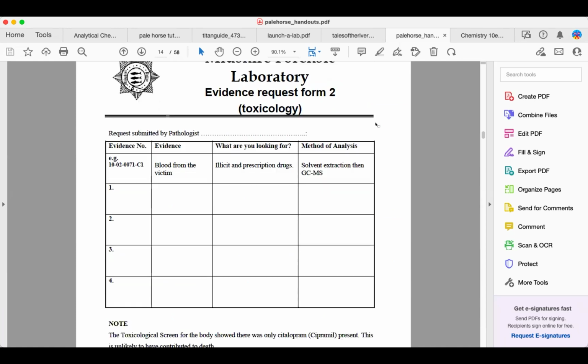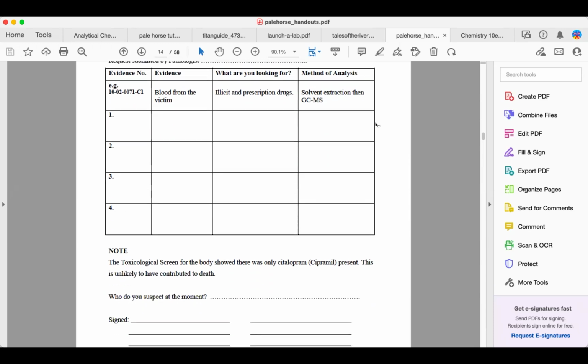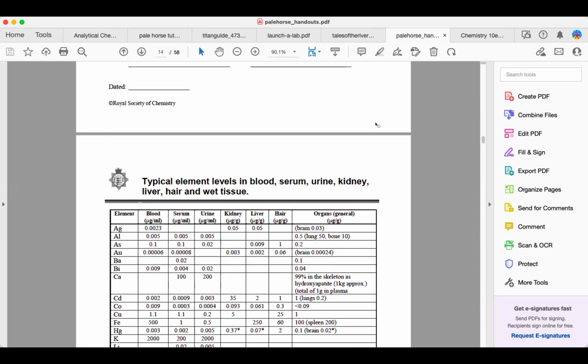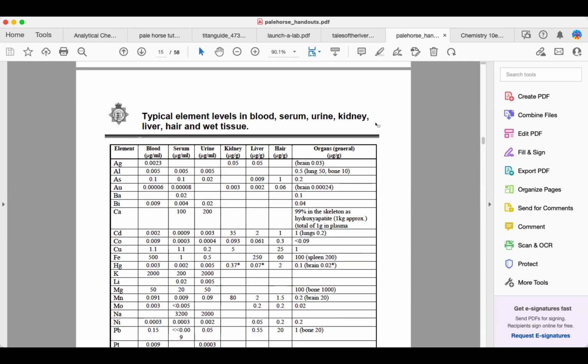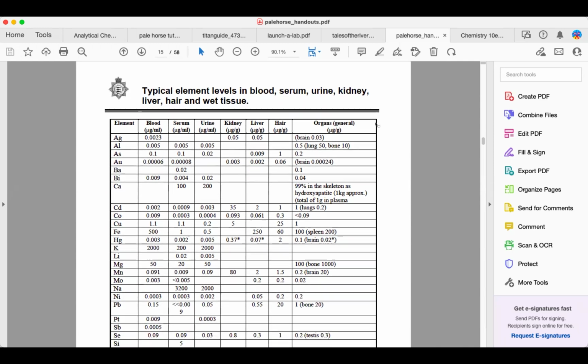Okay, now is the toxicology part, but yeah, you still have to think about it. Which part of the toxicology sample that you want to send for analysis. Okay, in this case, it has given to you blood from victim, so you may suggest other parts. Okay, and what you want to look for. All right. So this is information that you have typical element levels in blood. This is the standards. Okay, that should be there.